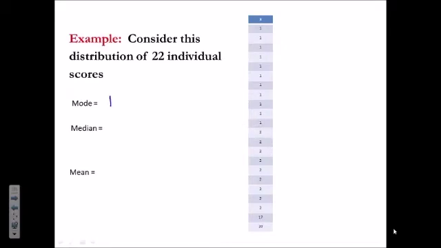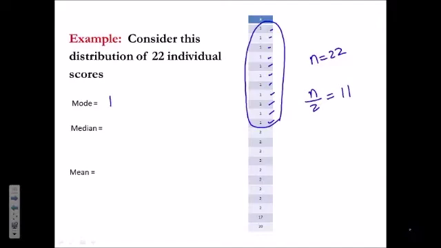To calculate the median, we could take the number of scores, which is 22, divide that by 2 to get 11. And we could count 1, 2, 3, 4, 5, 6, 7, 8, 9, 10, 11 from the top, and 1, 2, 3, 4, 5, 6, 7, 8, 9, 10, 11 from the bottom. Since we have an even number of scores, there is no score in the middle, but the median would be halfway between 1 and 2, or 1.5.